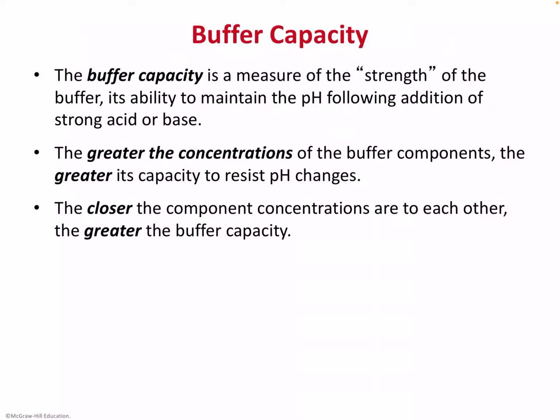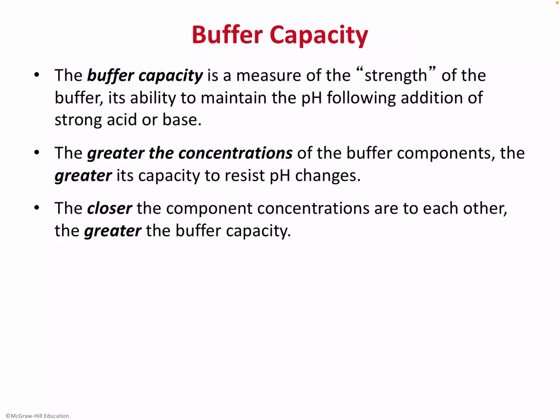Now buffer capacity. Buffer capacity means the strength of the buffer, in other words, its ability to maintain the pH following addition of strong acid or base. In our previous calculation, we saw that by adding a small amount of acid or base, the pH didn't change much. How far you can keep that without a dramatic change is the buffer capacity.